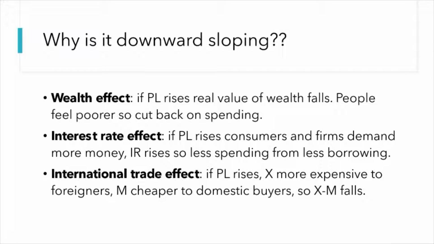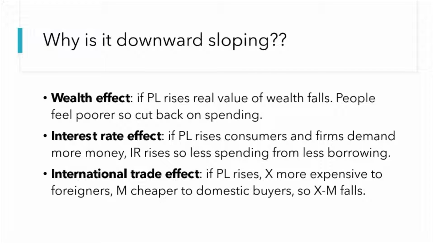Hence we move up the aggregate demand curve. Next is the interest rate effect. If the price level rises, consumers and firms need more money to finance their transactions, and hence the demand curve for money shifts right, and this causes the price of money or the interest rate to rise. The cost of borrowing therefore rises, causing firms and households to cut back on spending which is financed by their borrowing, and hence consumption and investment falls, and so does real GDP.